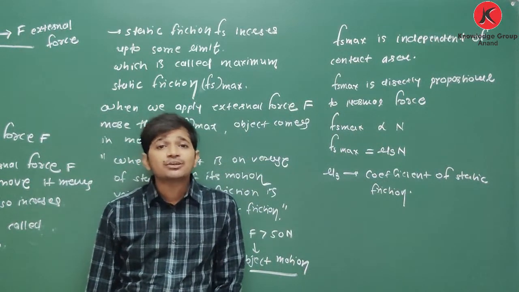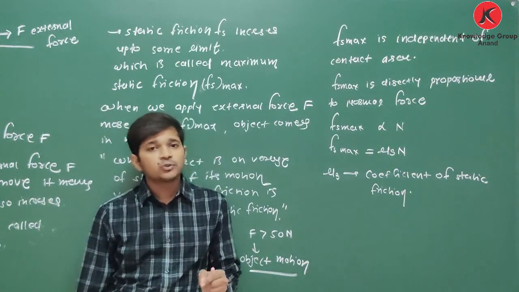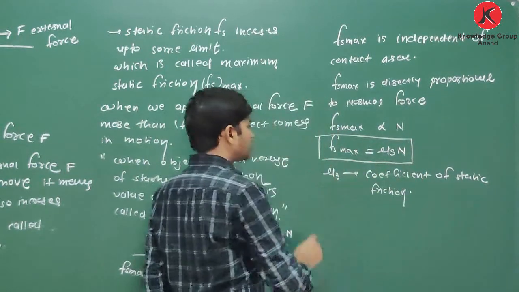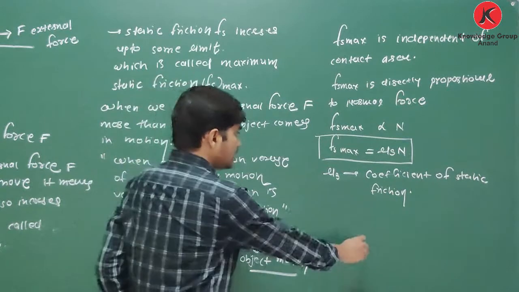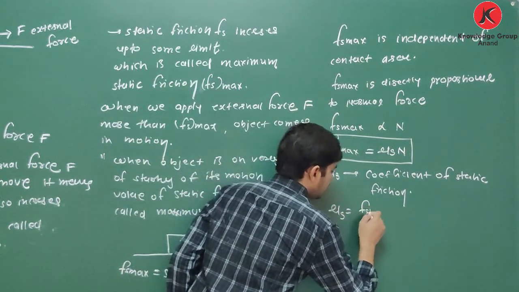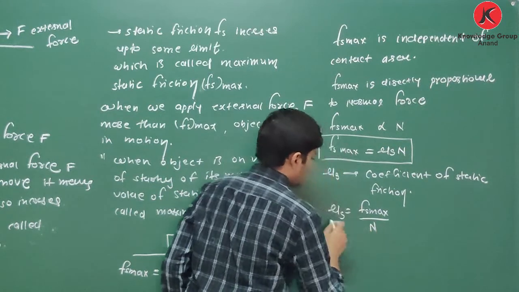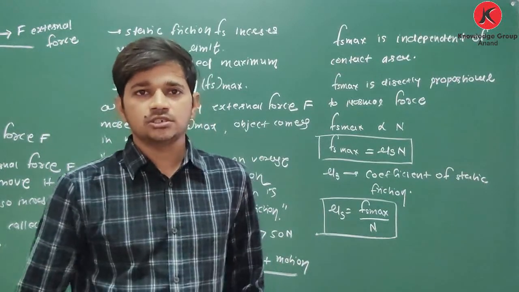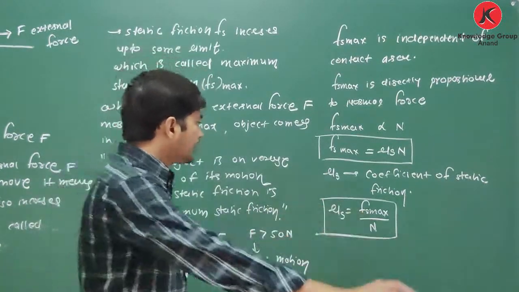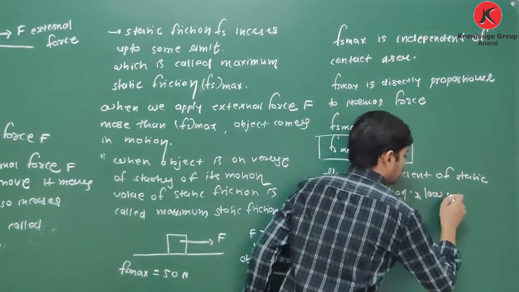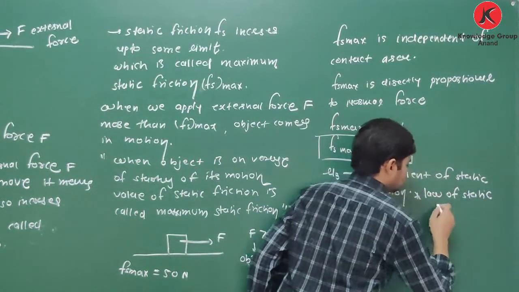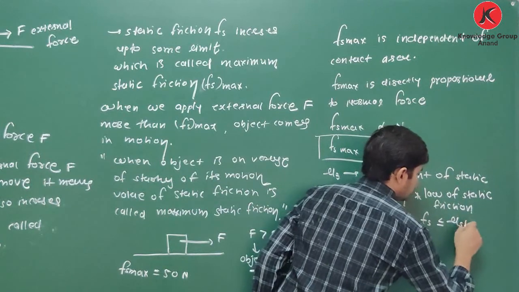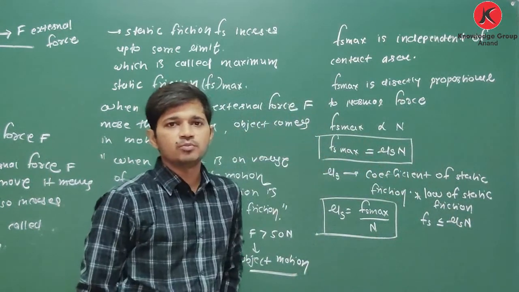Yes, for a rough surface, this mu s is more. For a smooth surface, the value of mu s is less. So yes, here you have to remember this equation. Fs maximum is equal to mu s into N, or mu s is equal to Fs maximum upon N. Yes, you have to remember this equation. Okay. What is the law of static friction? Fs is less than or equal to mu s into N.